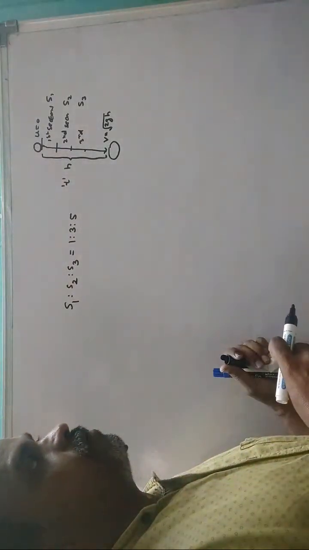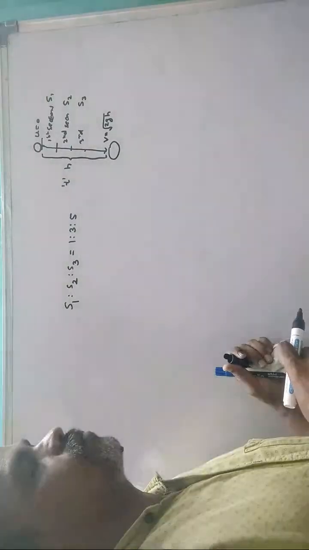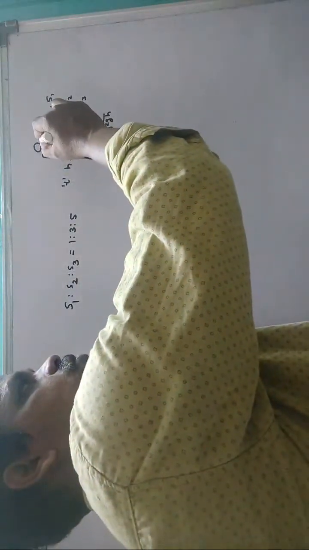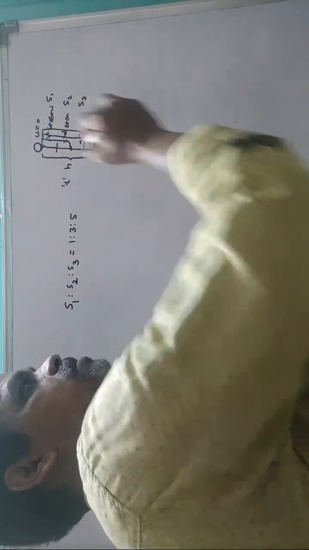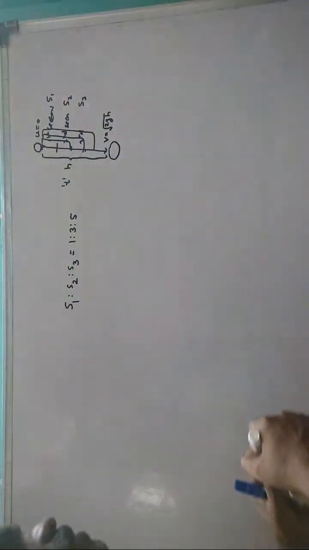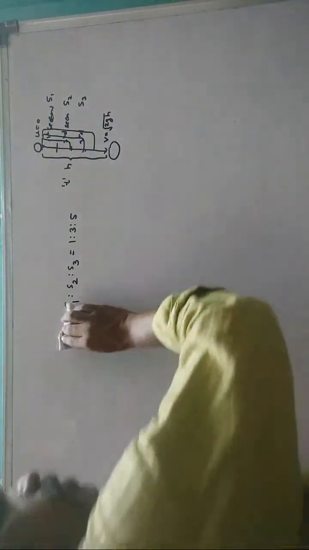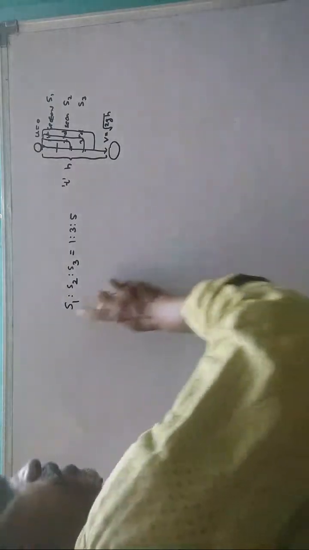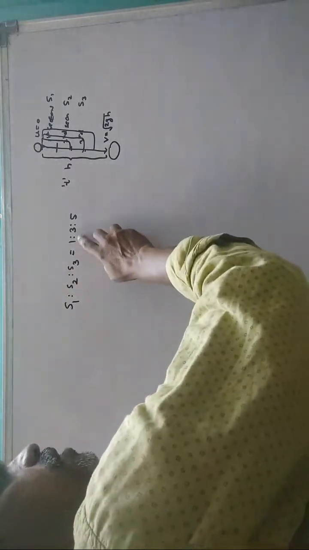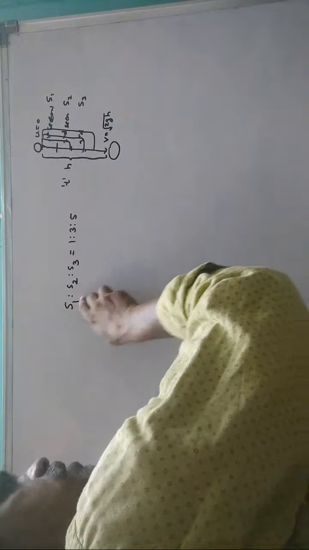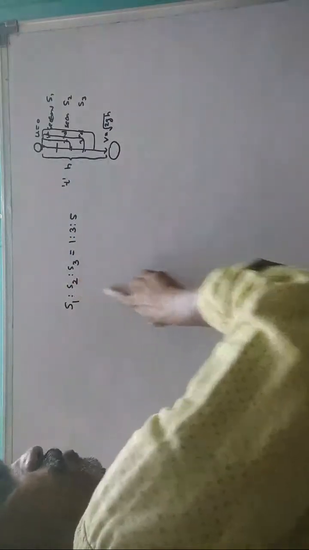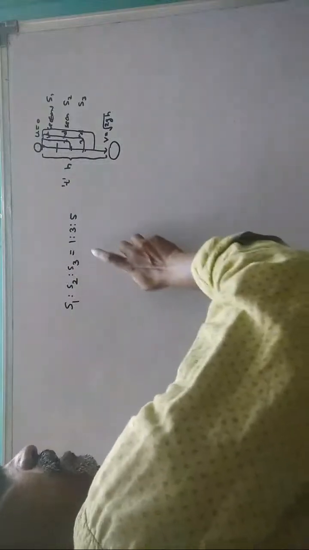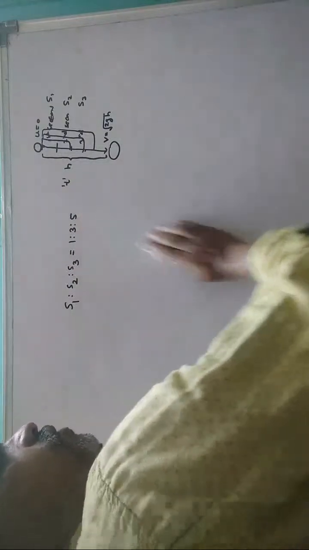Now today we are going to calculate for the first 1 second, first 2 seconds, first 3 seconds, first 4 seconds. Like that we calculate today. So you write this one: S1 is to S2 is to S3, 1 is to 3 is to 5. That is the first second displacement ratio with the second second displacement with the third second displacement, equal to 1 is to 3 is to 5.